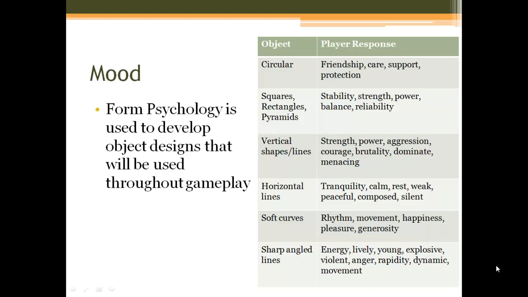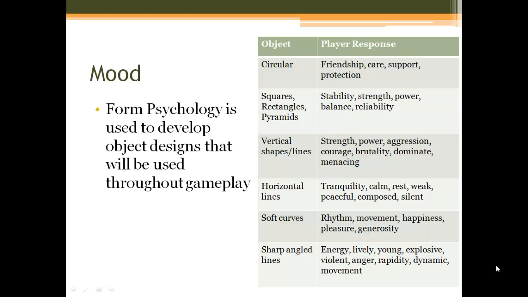Moving on with the mood, we have form psychology as well as color psychology. Form psychology is used to develop object designs that will be used throughout gameplay. As an example, if an object is circular, the player's immediate response would be a sense of friendship, a sense of caring, support, and protection.